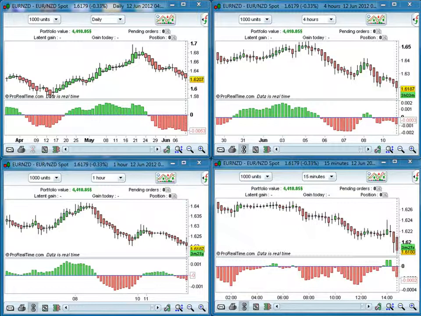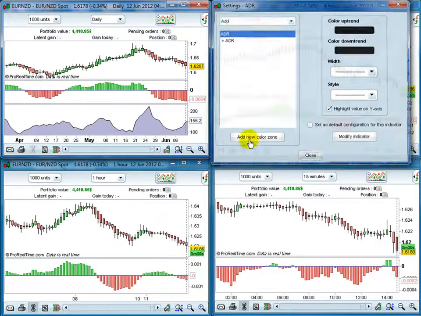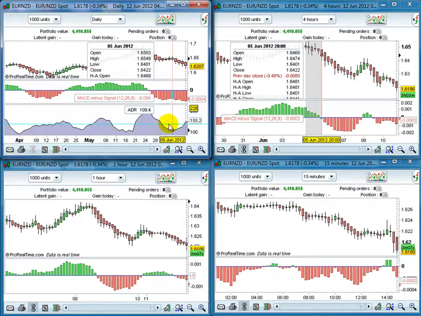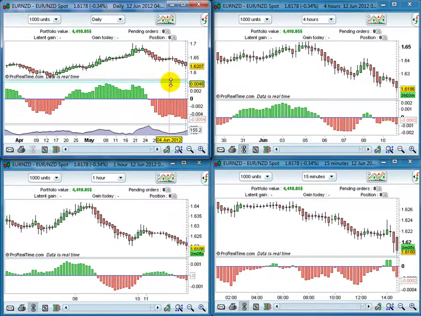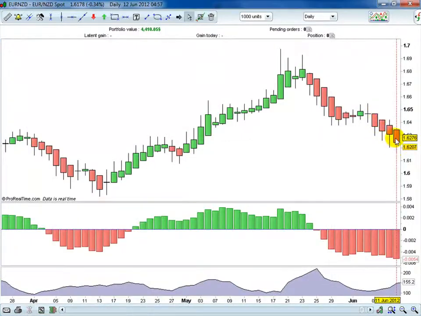I have moved the right-hand side of the chart to as close to the entry point as possible on all 4 time frames, so we're trying to replicate as best we can here what the charts would have looked like in real time. I'm just going to add one more thing to the daily chart. I'm going to add the 5-day average daily range indicator, because we are going to use that particular metric for framing a day trade.